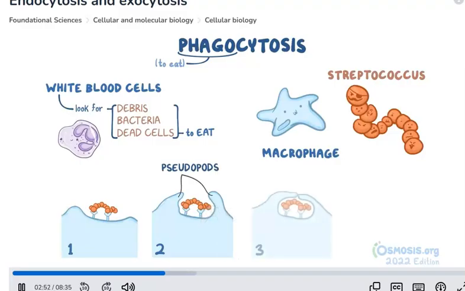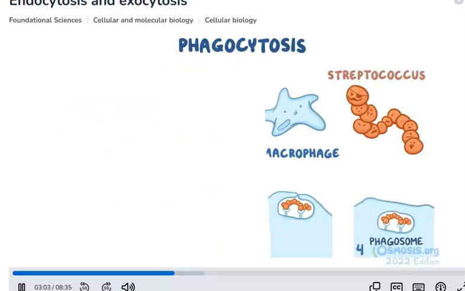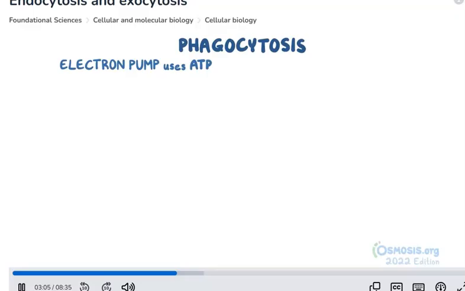Then the strep is slowly engulfed by the cell membrane, which invaginates to form a vesicle on its inner side. The vesicle then separates from the cell membrane, forming a phagosome. During this step, an electron pump uses ATP to pump protons into the phagosome, lowering the pH inside.